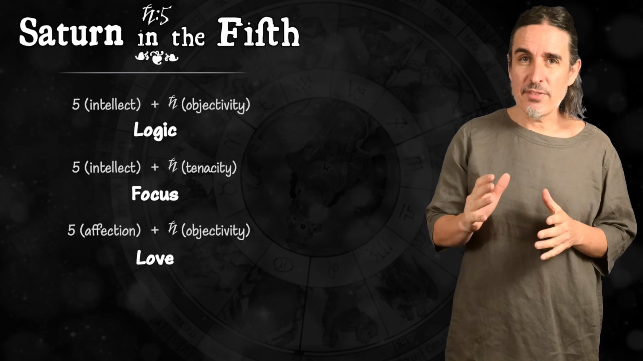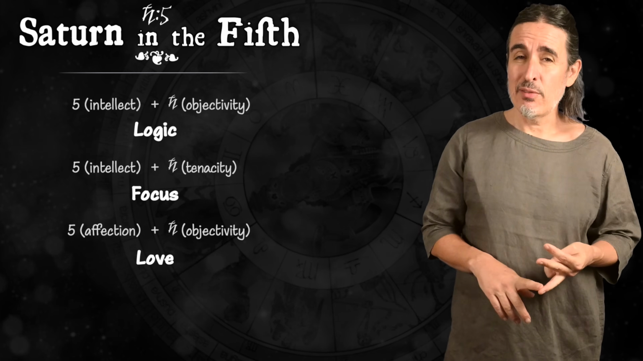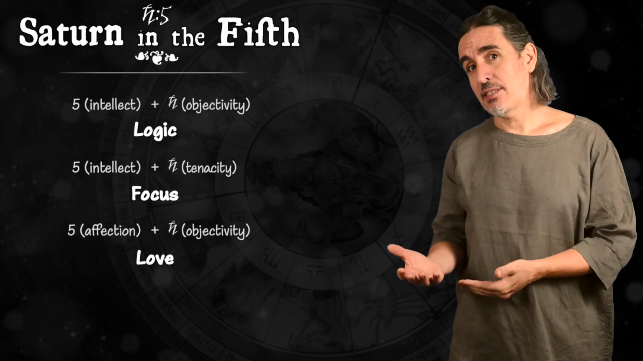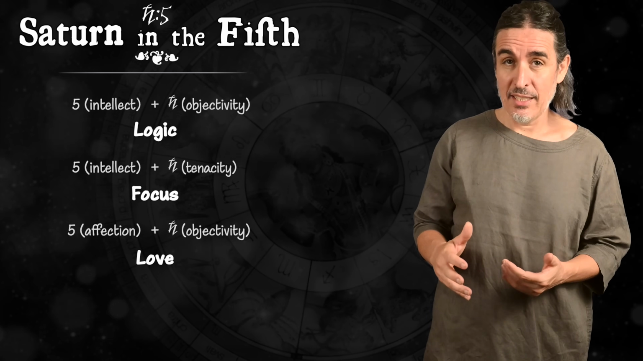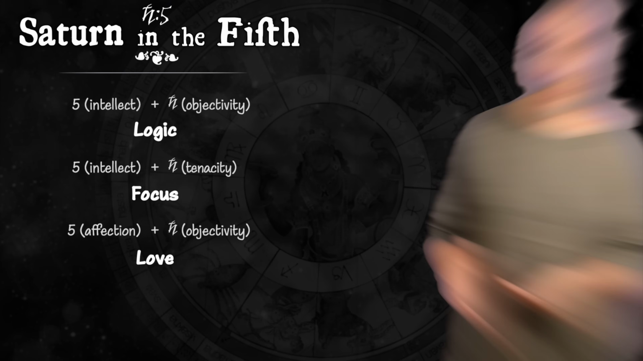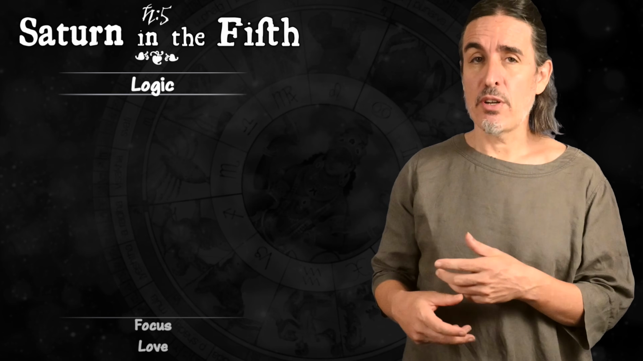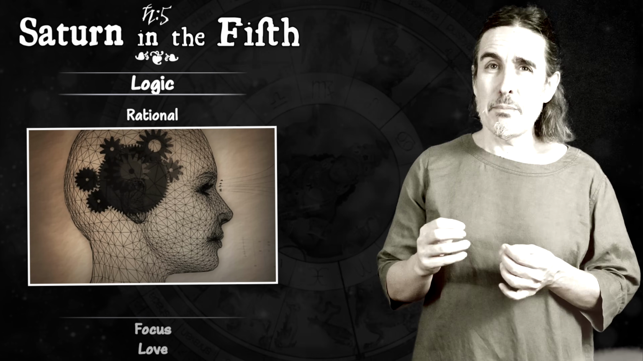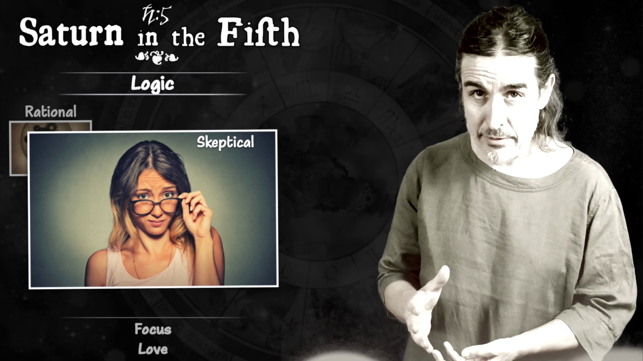Now, each one of these key phrases, logic, focus, and love, might have a positive or a negative spin to it, depending on how Saturn is doing in the fifth house. So with logic, for example, Saturn in the fifth house might mean you're a very rational person, or it might mean you're too rational. You're skeptical and negative in your thinking.